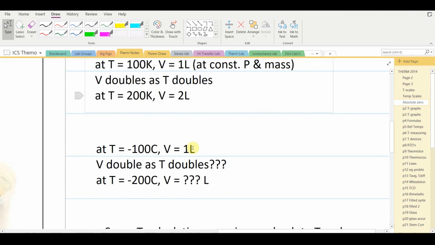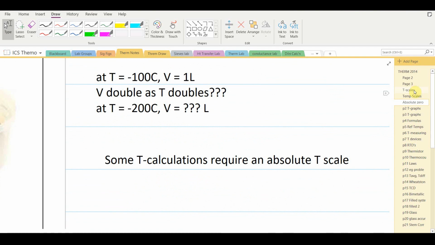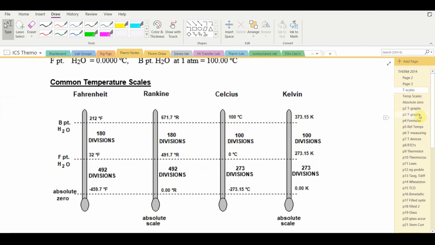But look at the Celsius scale. Let's say our initial temperature is minus 100 degrees Celsius, and the volume is 1 liter. Now we want to double the temperature. Now what happens when you double minus 100? You get minus 200. So instead of getting hotter, the gas is getting colder. And what's the volume? You see, the scale simply doesn't work for many calculations. We need an absolute scale often in the sciences. Let's go back and look at these temperature scales.